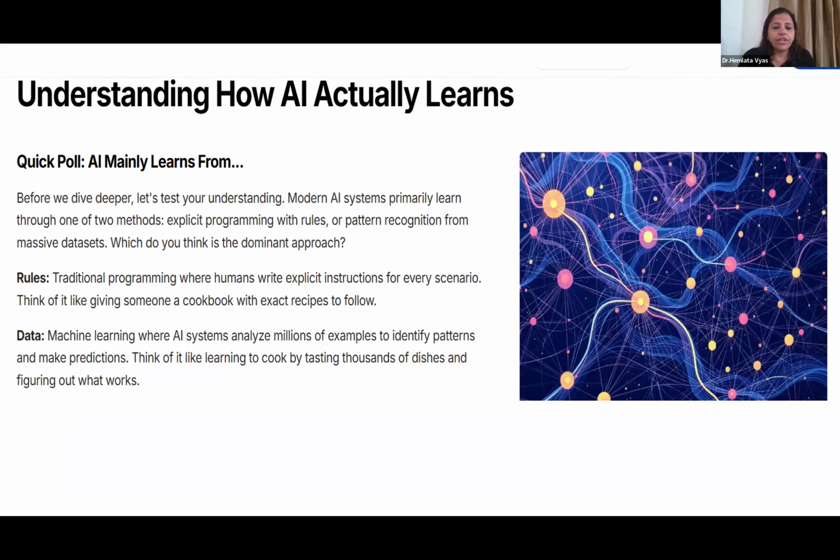So this we have already talked about, that we use machine learning, which uses algorithms to check the data. Now a quick poll for all of you. Does AI mainly learn from rules, or does it learn from data? Quickly, you can put it in the chat. Rules or data? Data. Wow, it means I've done a good job. Very good. So AI learns from data.